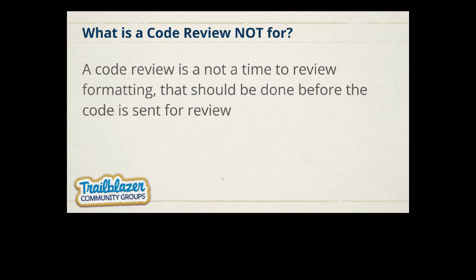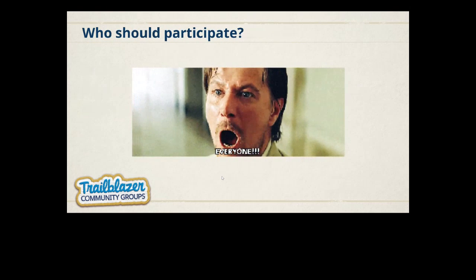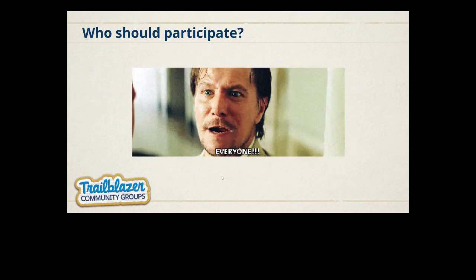It's not about how many tabs and spaces you have in places. It's not about whether you've got spaces around equal signs, or your class name doesn't follow the right camel casing, or you have underscores in the class name where you shouldn't. That type of thing should be done long before. And that should be done as part of our code cleanliness and automation, which we'll talk about in a little bit. And lastly, who should participate in code reviews?